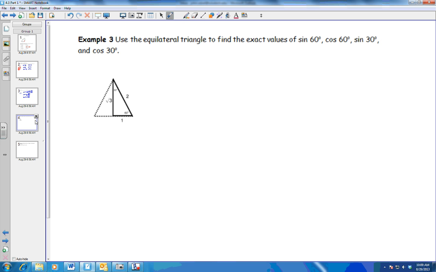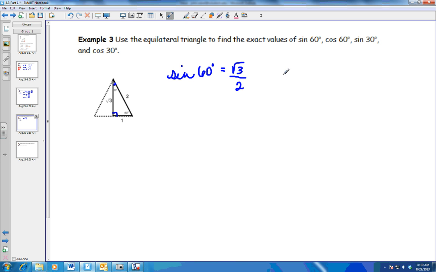Okay, example 3. Use the equilateral triangle to find the exact values of sine 60, cosine 60, sine 30, and cosine 30. It's kind of hard to tell, but my 30-degree angle is right here. Let's go in the order that they asked me. I want to find the sine of 60 degrees. So I'm going to find my 60-degree angle. Here it is right here. Here's my right triangle, so this has to be my hypotenuse. Sine is opposite side, so square root of 3, over hypotenuse side, 2.